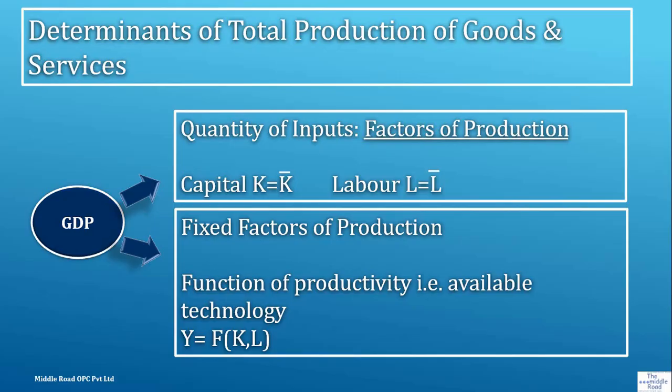So what are these factors? When you're talking about factor payments, it is basically the quantity of inputs. When we are talking about production, we are talking about two factors which are constant. We're talking about capital and labor. That's why I've put this sign, which means that the labor is fixed and the capital is fixed.